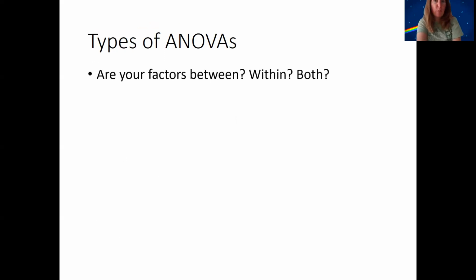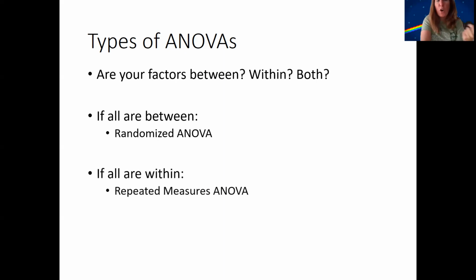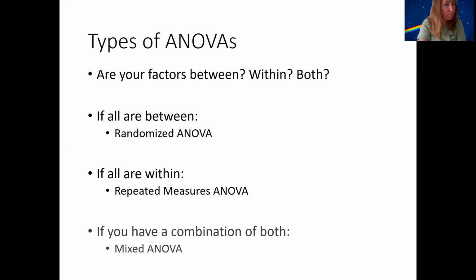So then you have to determine whether your factors are within or between or some mixture of both. So go back to that worksheet that we worked on, and I'm going to add these to the worksheet for you. If all of our independent variables are between, we're going to use a randomized ANOVA. If they're all within, we're going to use a repeated measures ANOVA. And if we have some combination, it's going to be a mixed ANOVA.